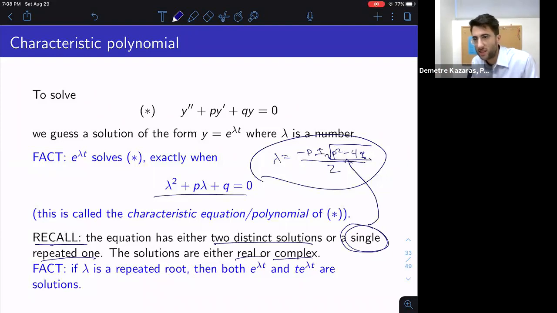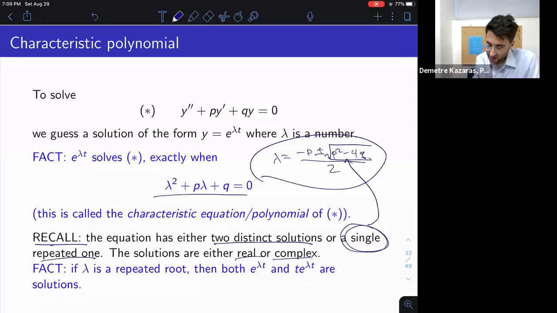They'll be complex if what's under the radical is negative, so it'll be the square root of some negative thing. That'll involve the square root of minus 1. So it might be complex numbers there. But in any case, you'll always have solutions to this equation.